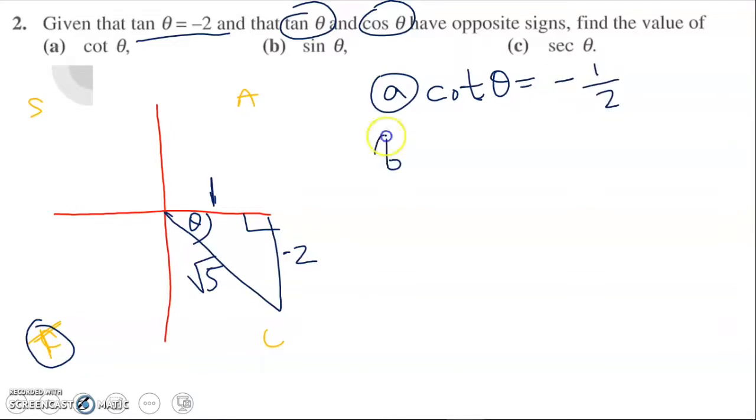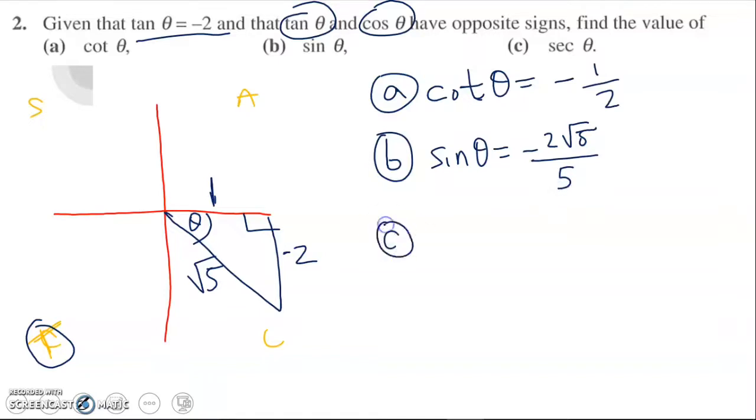Okay. Letter B asks for sine theta. Well, sine theta would end up being opposite over hypotenuse, which is negative 2 over square root of 5. Once you rationalize it, you should end up with negative 2 times square root of 5 over 5. Okay? And letter C, it's asking you secant.